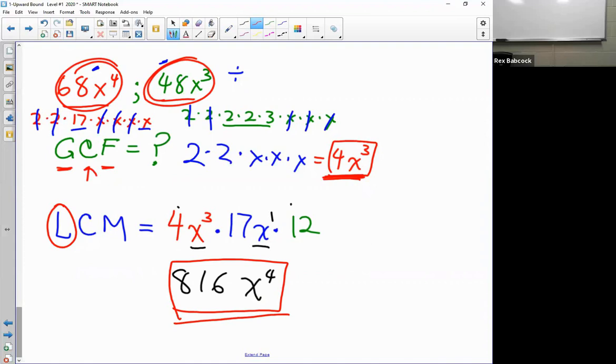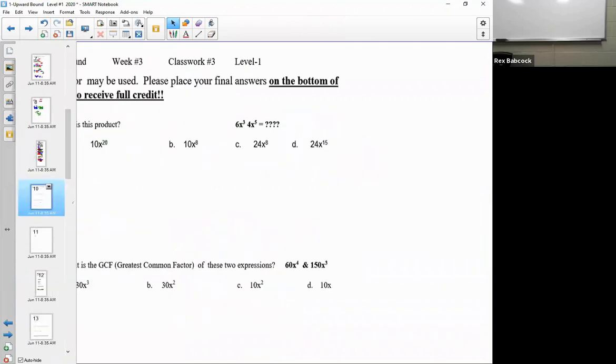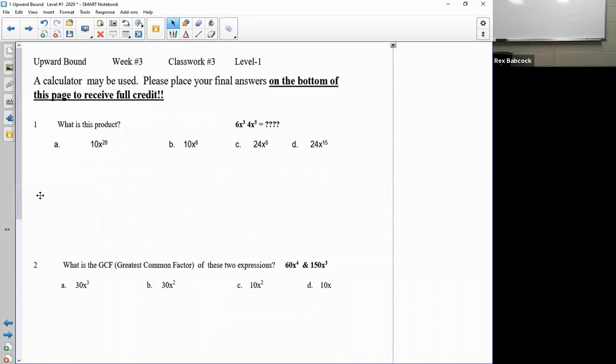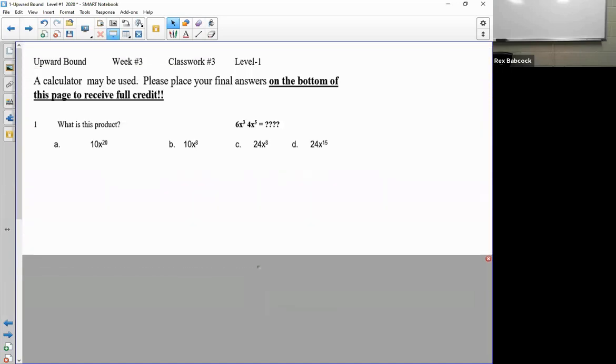Well, that's a little review. Let's go to the classwork for today. Remember now, take good notes on the classwork, and you already have it finished. And the homework is just like it, so you'll have good notes as a guide for it. Okay. A calculator may be used. Please place your final answer on the bottom to receive full credit.